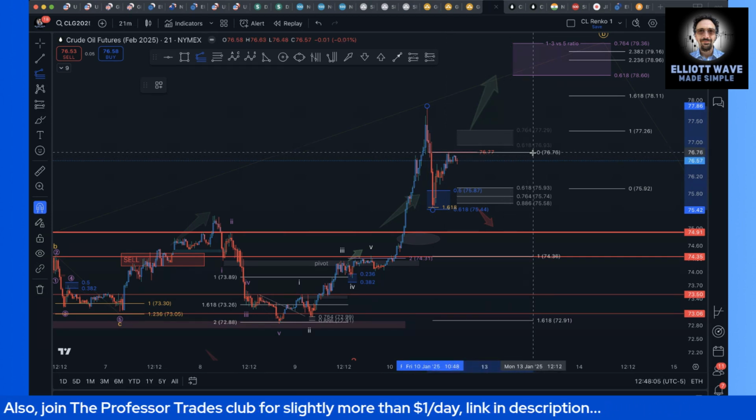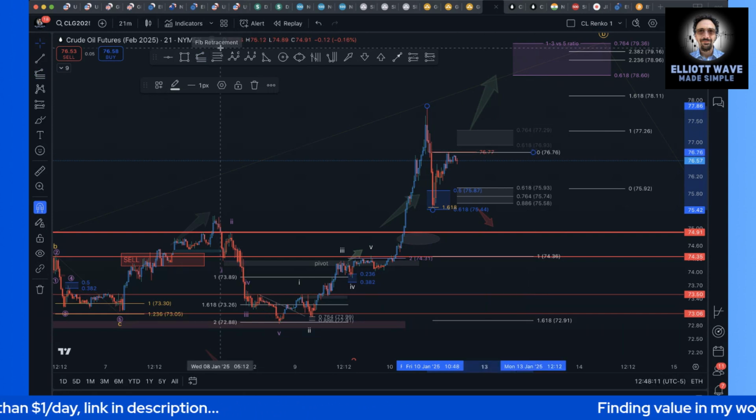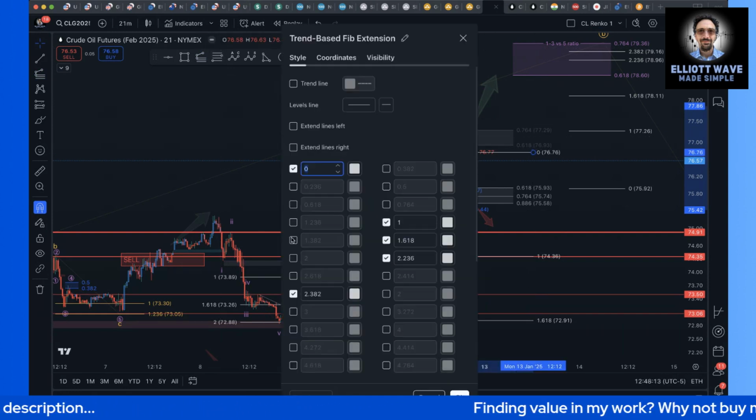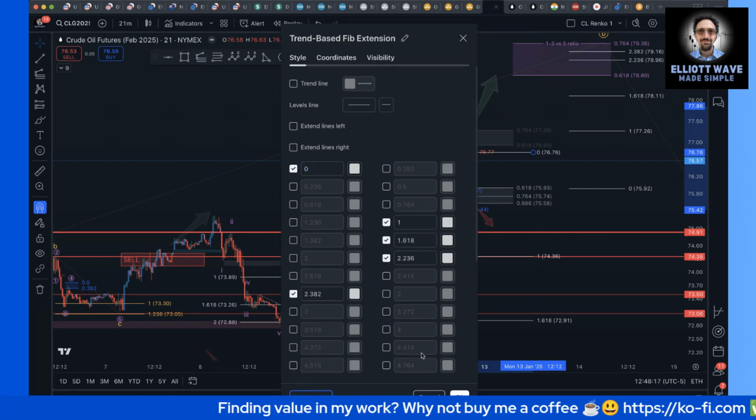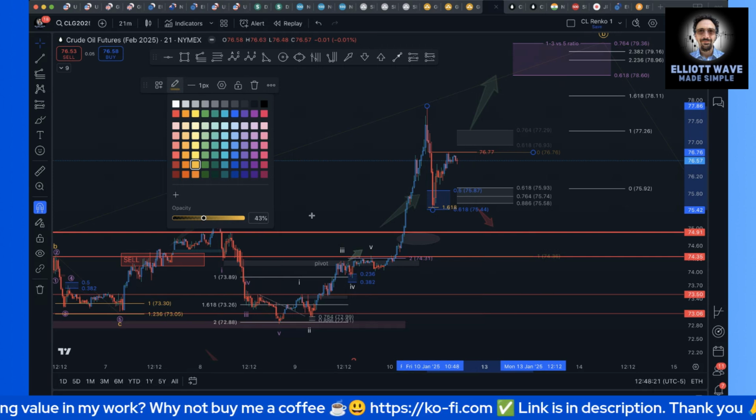That makes sense too. So if it is going to be another larger 3-wave correction, I find it remarkable, actually. I can already see that this A equals C would take you back down almost, let's see where that comes in.